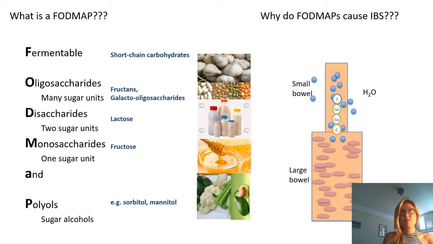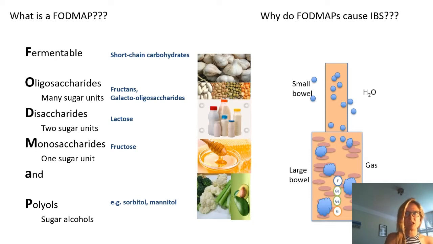After that, FODMAPs travel through into the large bowel, and here they are fermented by the gut bacteria. In response to that is the production of gas, and that's what leads to things like bloating, pain, distension, flatulence, those other types of symptoms that you get with irritable bowel syndrome.